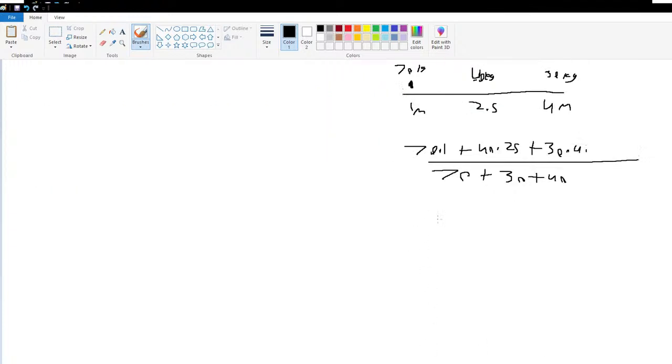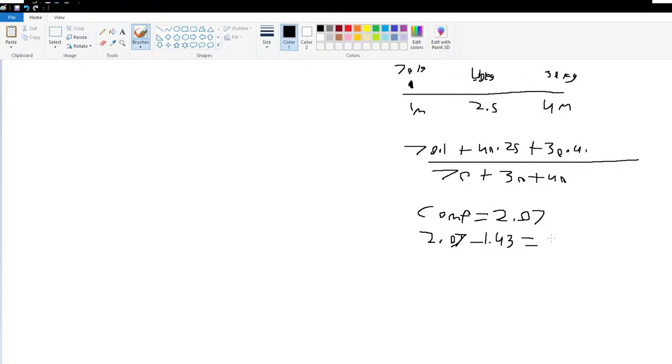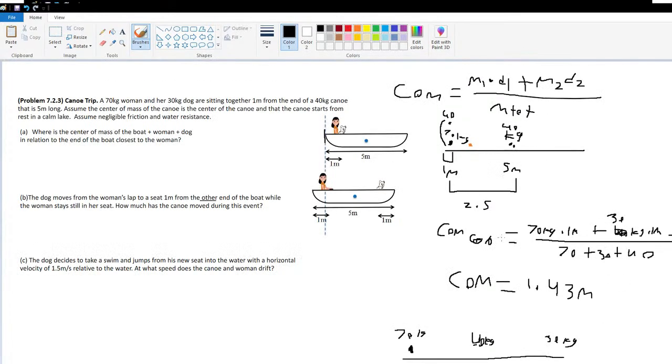which gives us a new center of mass final equal to 2.07. So 2.07, that's a 7, minus 1.43 gives us a movement of 0.64 meters. And that's pretty easy.